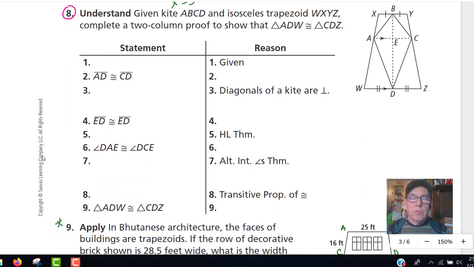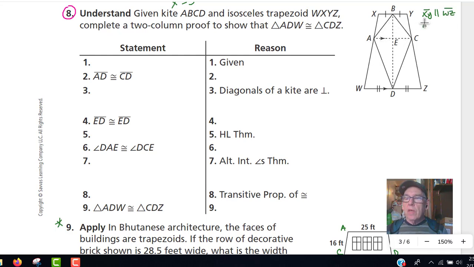Number 8, we're going to fill the steps in on this proof. So let's see what we got. We're given that this is a kite, and we have an isosceles trapezoid. So with the isosceles trapezoid, this XY side, XY is parallel to WZ. I'm just making some notes.